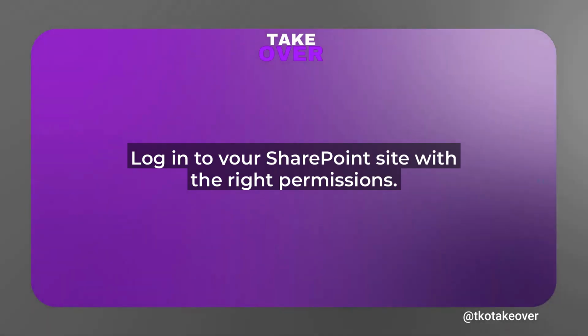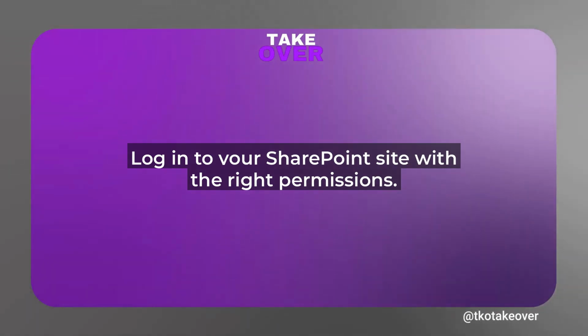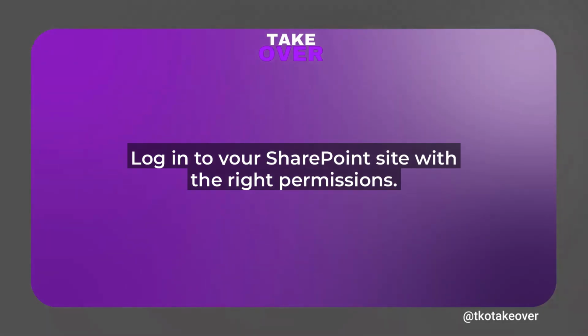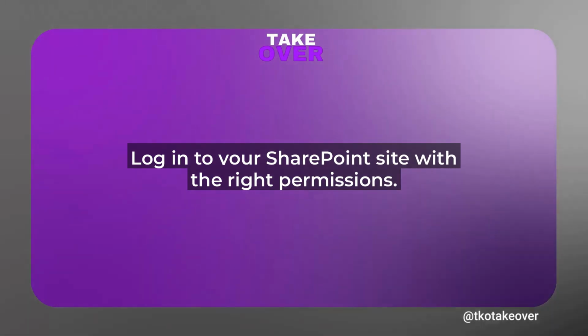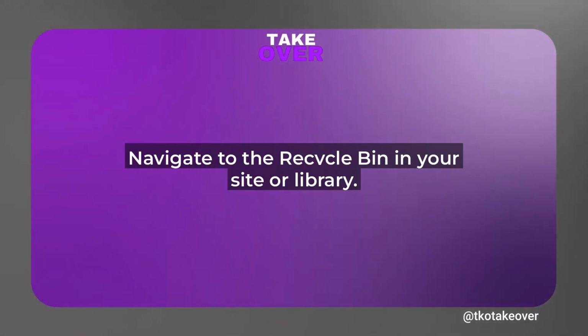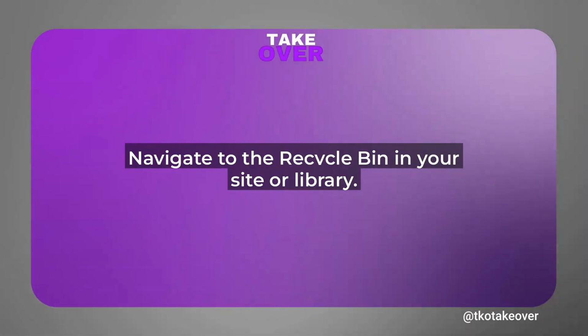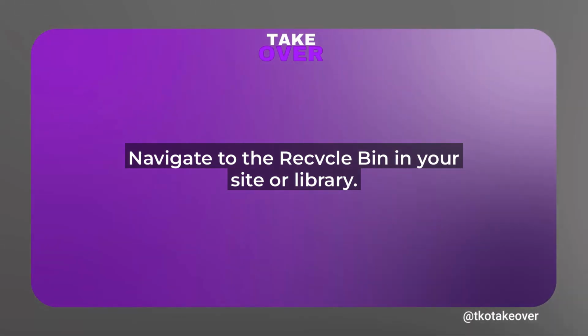First things first, make sure you're logged into your SharePoint site with the appropriate permissions. If you're an admin or have site owner rights, you're good to go. Start by navigating to the specific site or library where the file was deleted. Look for the Recycle Bin icon, usually in the top right corner or under the Site Contents menu. Click on it, and you'll see a list of recently deleted items.